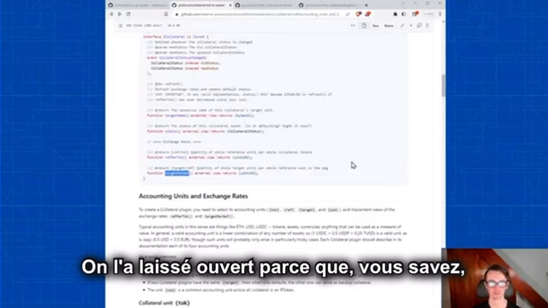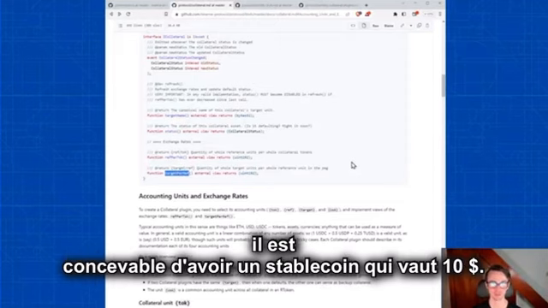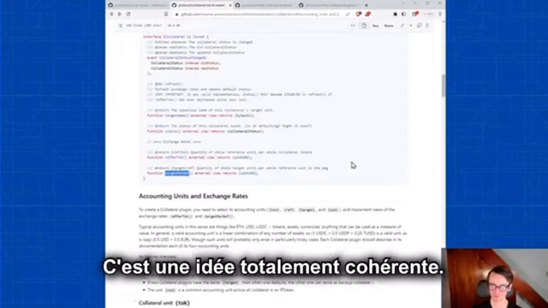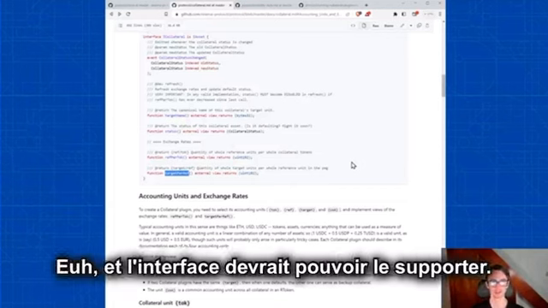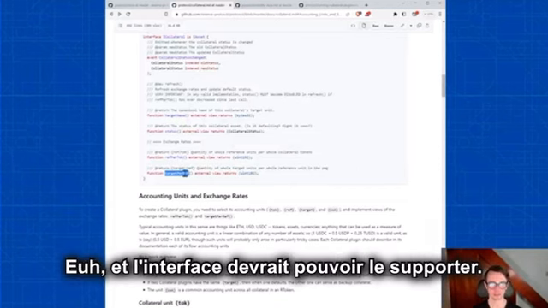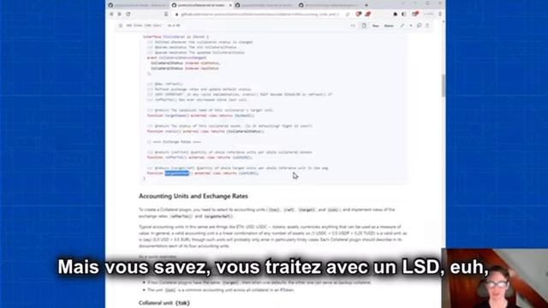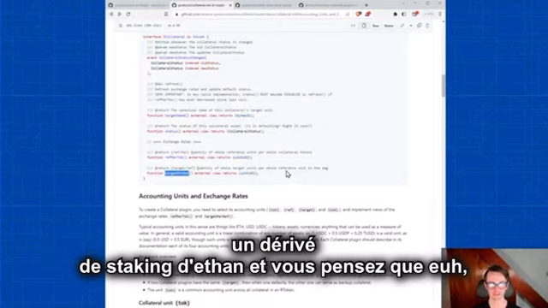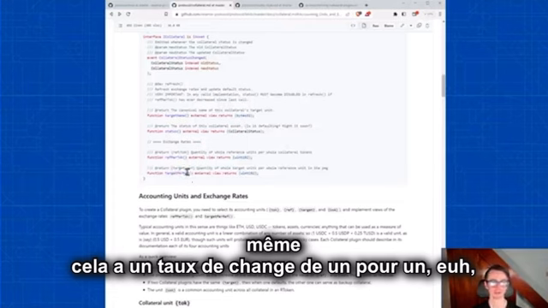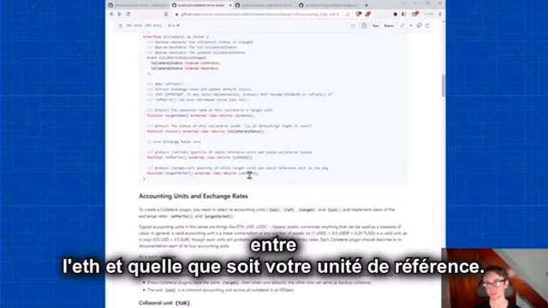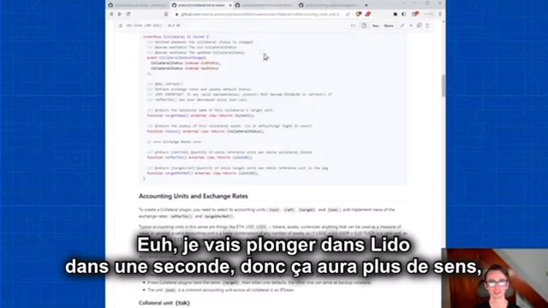We left it open because it's conceivable to have a stablecoin that is worth $10. That is a totally coherent idea, and the interface should be able to support it. But you're dealing with an LSD, an ETH staking derivative, and you think that even that has a one-to-one exchange rate between ETH and whatever your reference unit is. I'll dive into Lido in a second, so that'll make more sense.